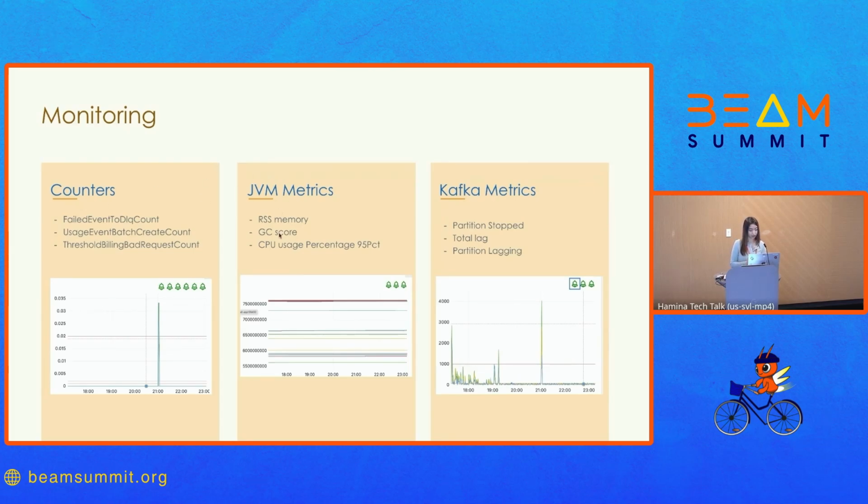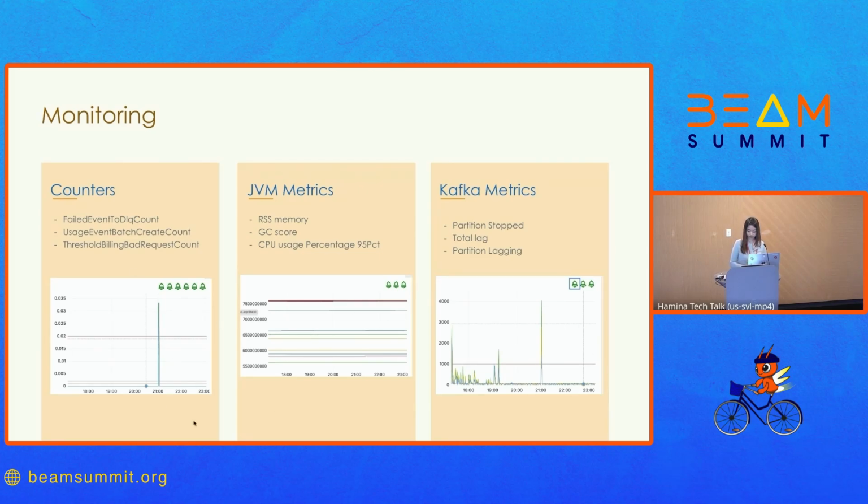And the next is JVM metrics. We pay close attention to the JVM metrics because we're using Samza standalone for SOX compliance purposes. We have three key indicators: RSS memory to indicate the overall memory usage, GC scores that give us insights into garbage collection utilization, as well as the CPU usage percentage. The last one is the Kafka metrics. We monitor Kafka because Kafka is a really important component of our system. We focus on metrics such as partition stopped, total lag, as well as partition lag.